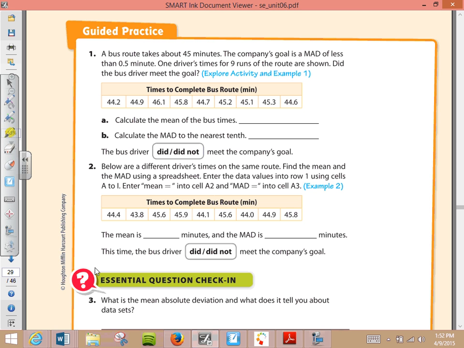A bus ride takes about 45 minutes. The company's goal is a MAD of less than 0.5 minutes. One driver's times for 9 runs of the route are shown. Did the bus driver meet the goal? Well, what is the mean of the bus times?